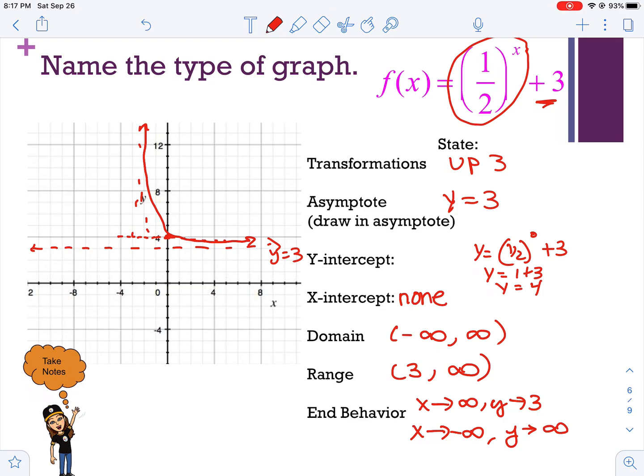Okay, so you're going to do a little bit of practice here with graphing, and these are the steps you're going to be taking for your key features, and you will be sketching some graphs.